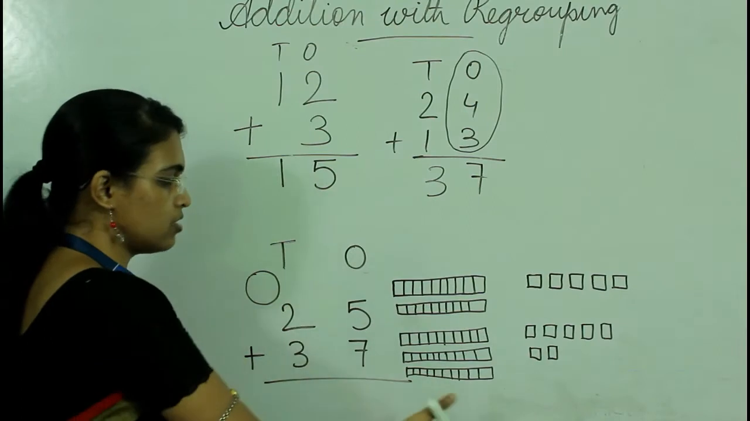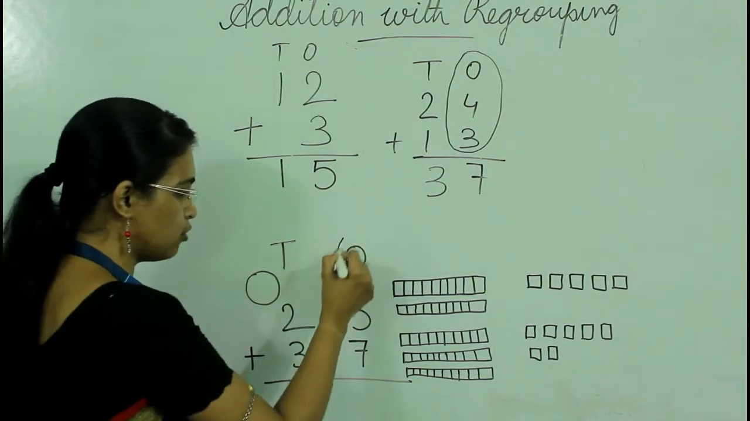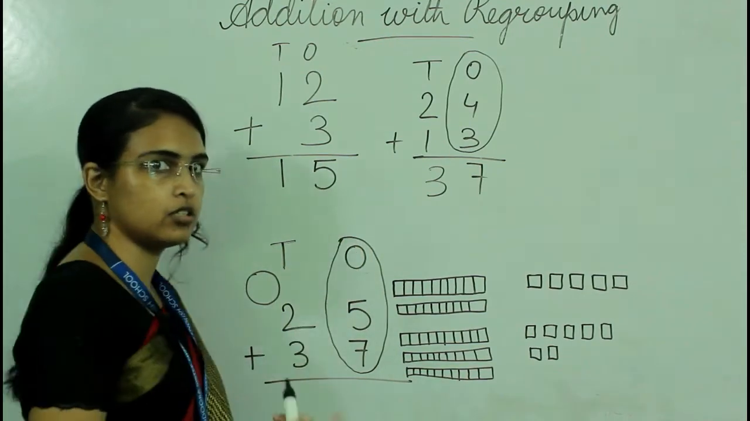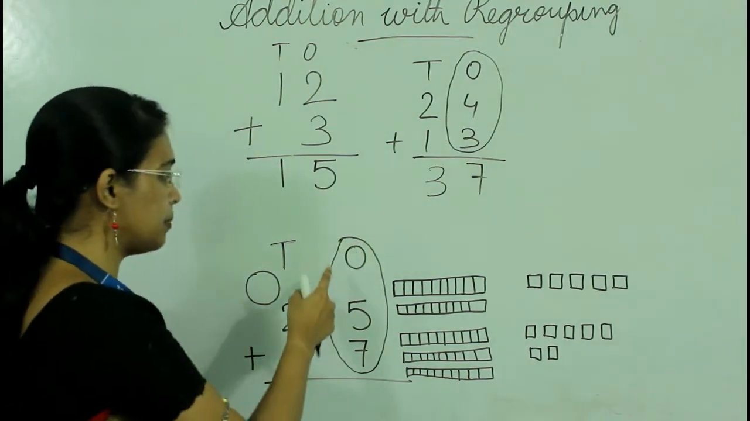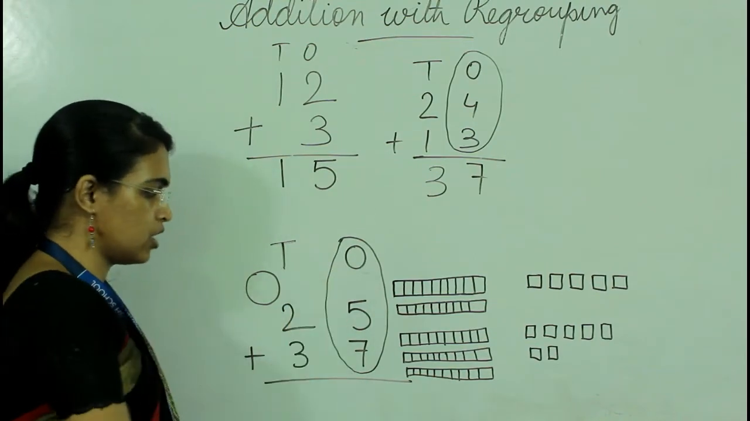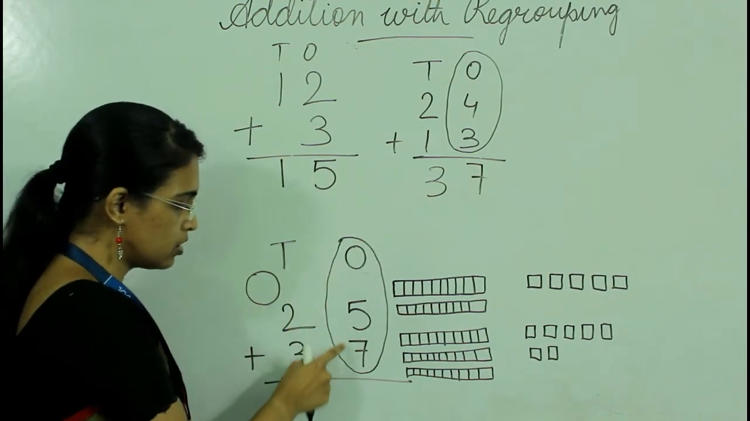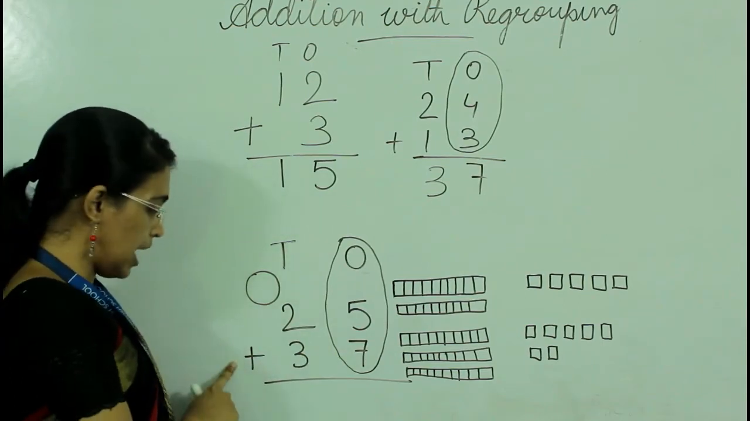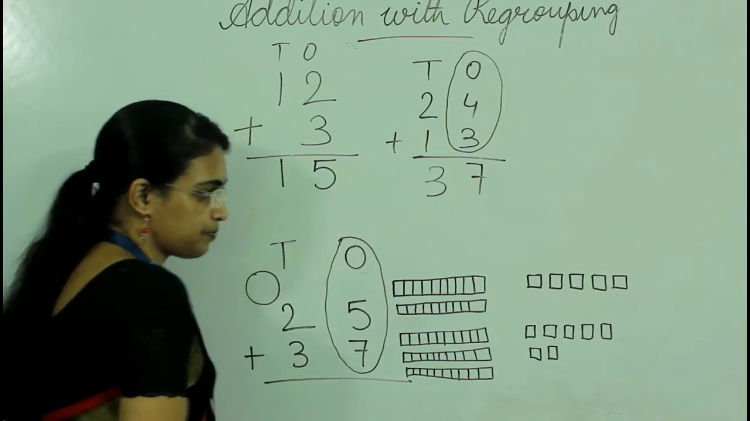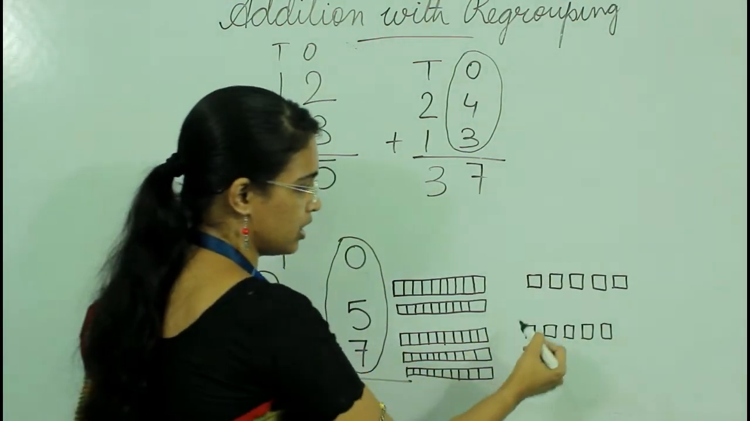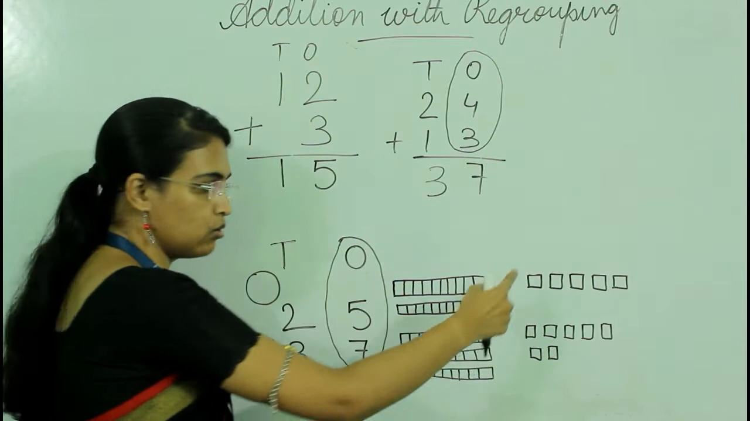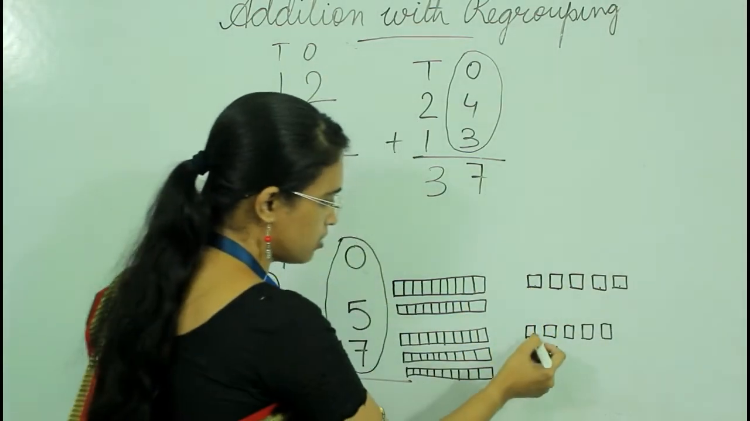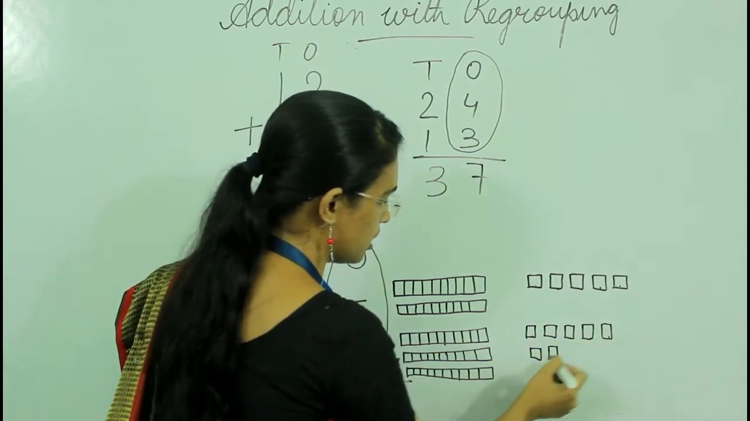Now after this, what do you have to do? You have to add the ones. Whenever you are doing addition or subtraction, always remember that we have to start from the ones place. So in the ones place, which are the two numbers? 5 and 7. And what are we doing? Addition. So 5 plus 7. Now we have drawn 5 blocks here and 7 blocks here. Now we will count these blocks. 1, 2, 3, 4, 5, 6, 7, 8, 9, 10, 11, 12.